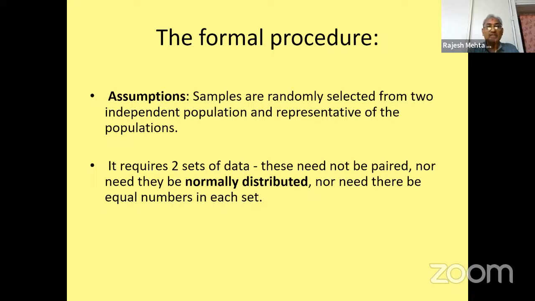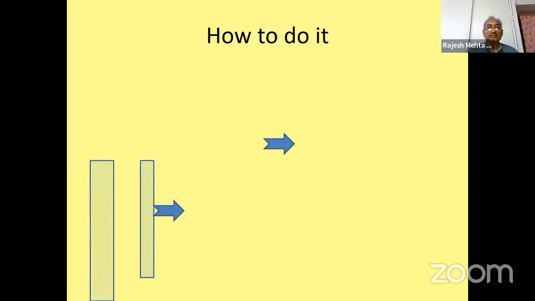It requires two sets of data. These need not be paired, nor need they be normally distributed, or need there be equal numbers in each set. There could be 7 on one side, 10 on the other side, that is also possible. Unlike the paired test, in a paired test, you should have the same numbers. Now let us see how we are doing it.